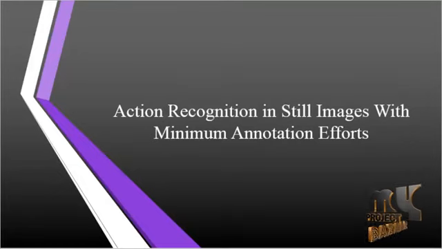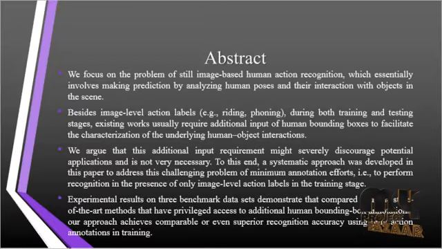Now we discuss the project, action recognition in still images with minimum annotation efforts. Now we discuss the abstract for the process. We focus on the problem of still image based human action recognition, which essentially involves making predictions by analyzing the human poses and their interaction with objects in the scene. Besides the image level action labels, for example horse riding, phoning, etc.